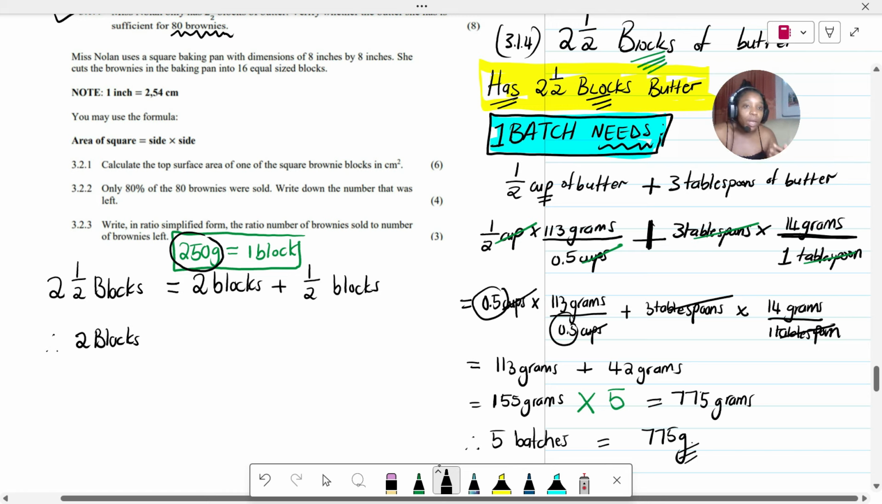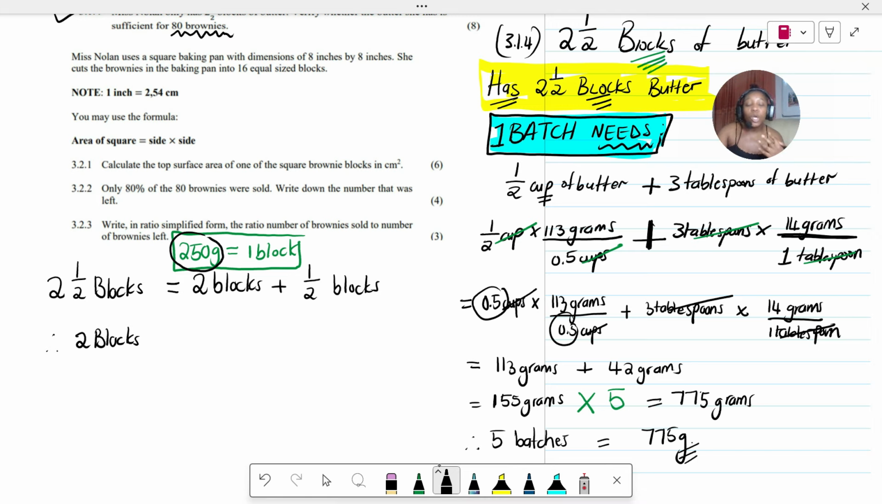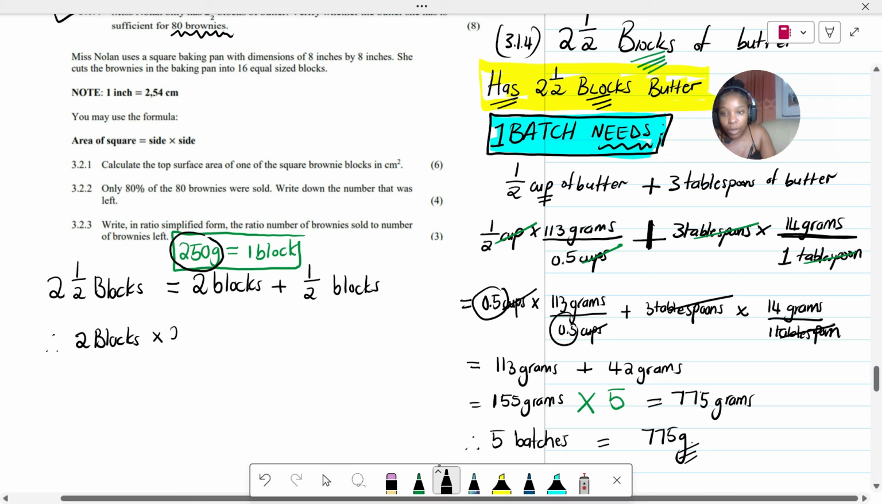From this equation, ask yourself, what is it that you want? You want to convert to grams. So I'm going to multiply by what you want, 250 grams, divided by the other value, 1 block. You see that the blocks and the blocks cancel. Plus a half block, so that's like 0.5 blocks.